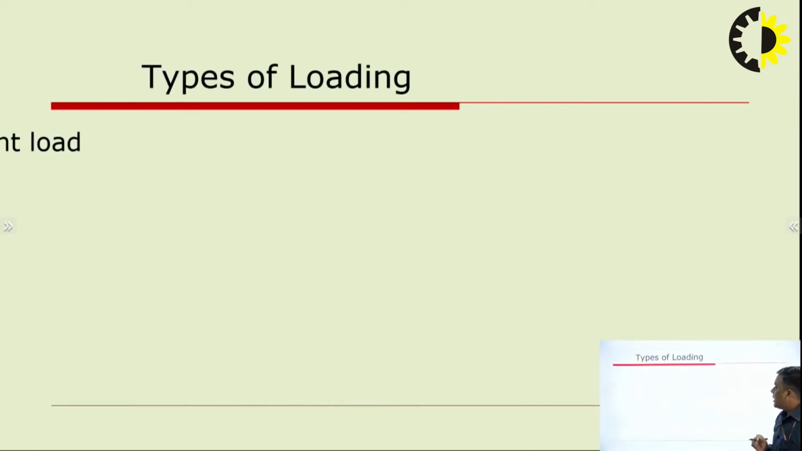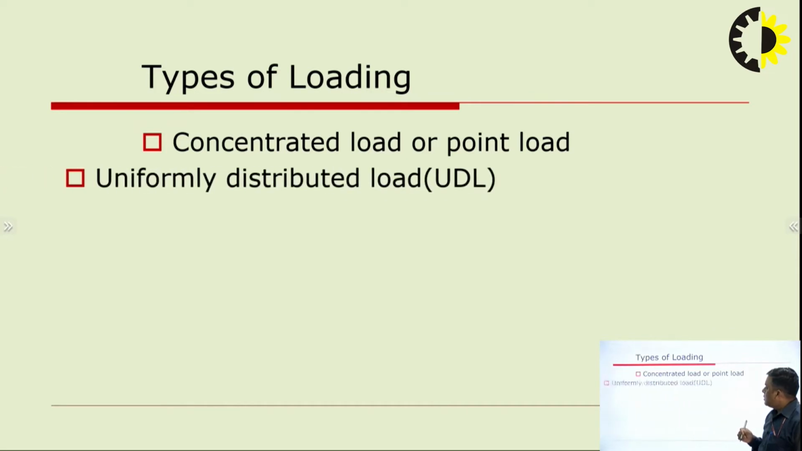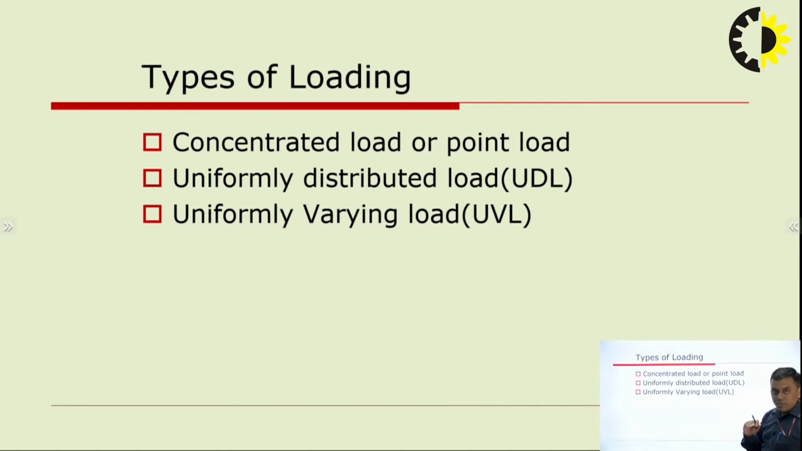Then what are the different types of loads? Generally we deal with the concentrated or point load. It is at a particular point. Uniformly distributed load: if the load is distributed over a certain area, then we call that uniformly distributed load. Uniformly varying load: if the load is varying with the length, then we call that uniformly varying load. UVL generally we call that.